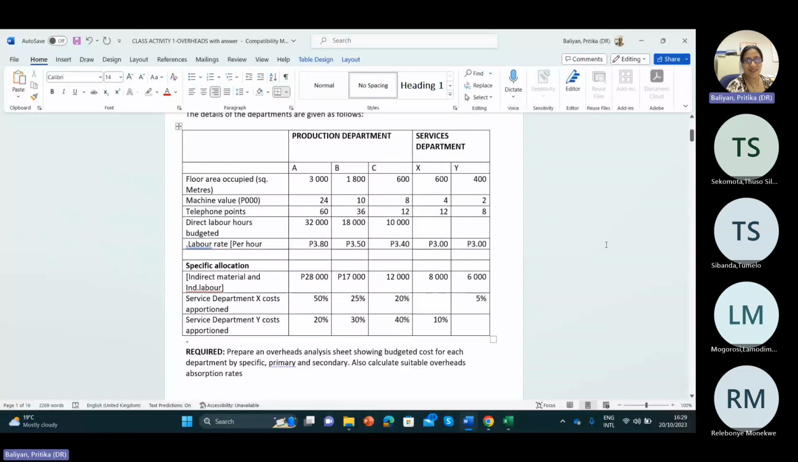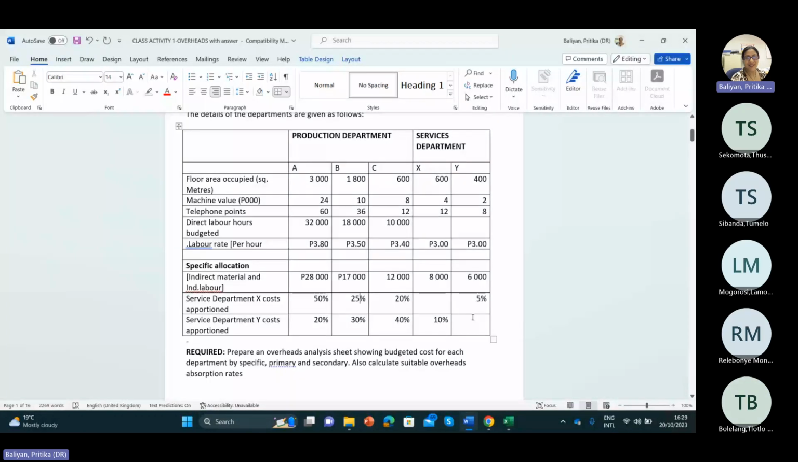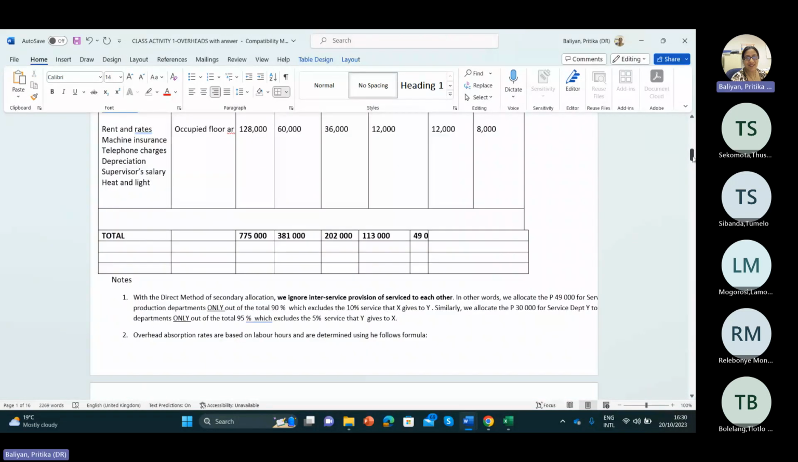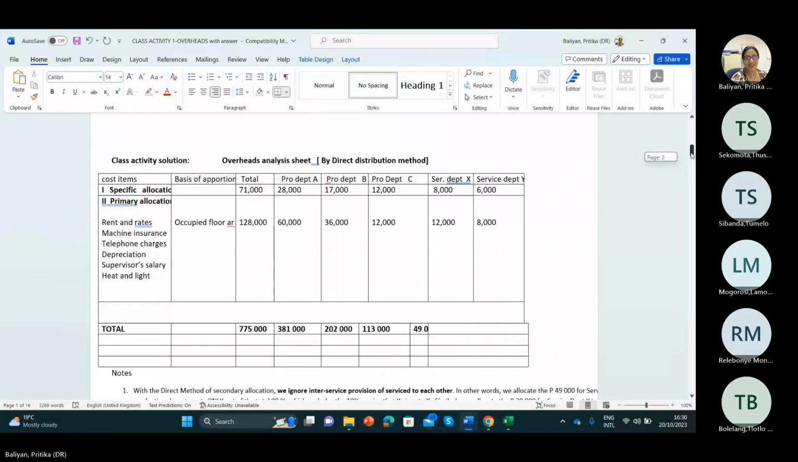And here, when you are apportioning for Y department, Y worked 10% for X. So we will ignore that 10% and only apportion the cost of Y among A, B, C based on their given percentage. 20 plus 30 plus 40, which makes 90. So we will apportion over 90, not over 100. Okay. Now how to do that? Let me show you.